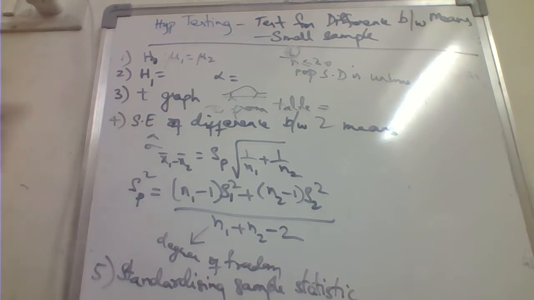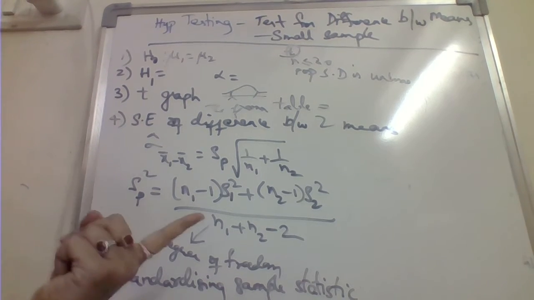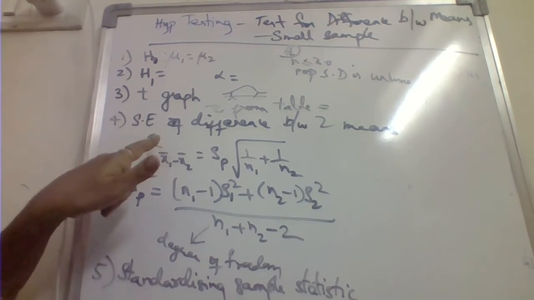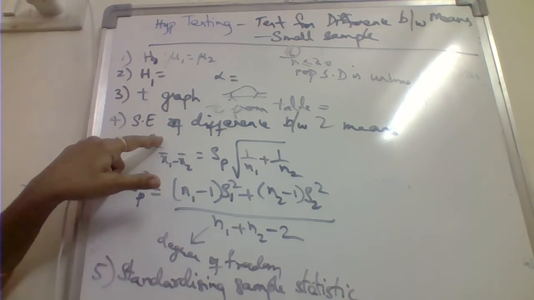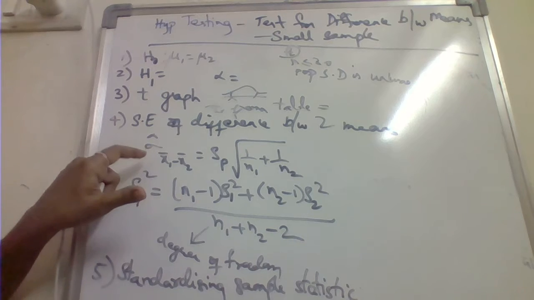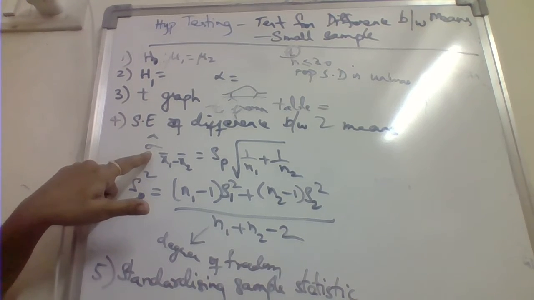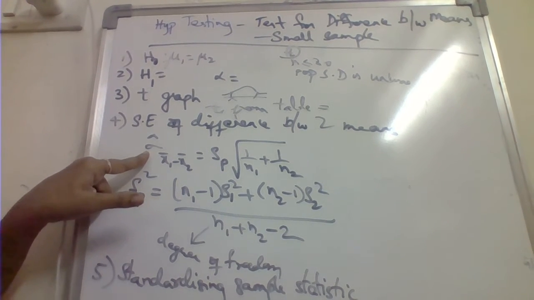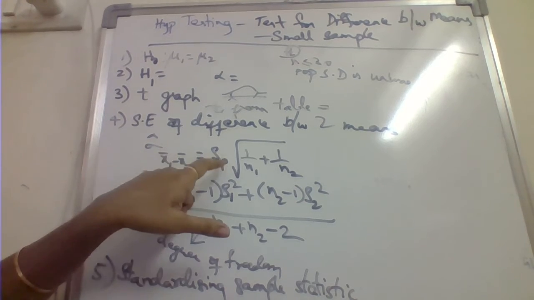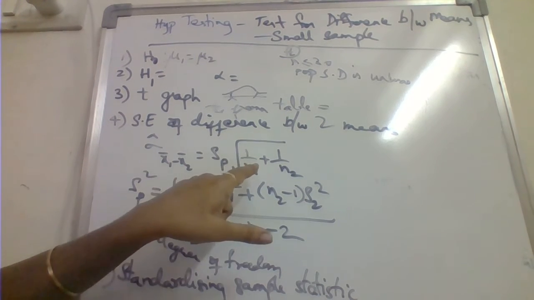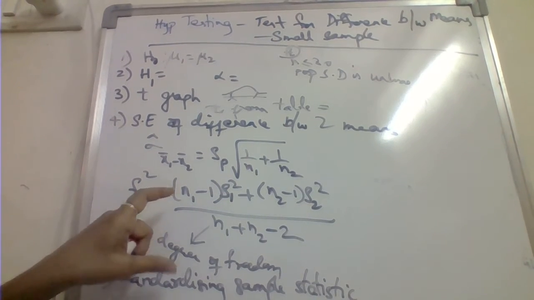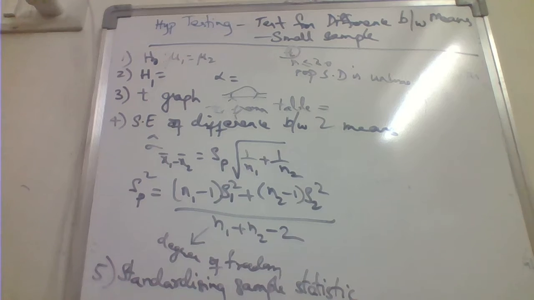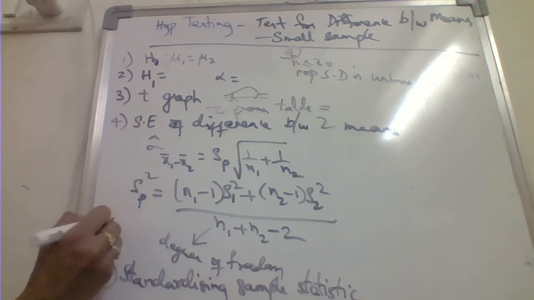The only difference between yesterday's large sample and today's small sample is that you are finding the standard error of difference between two means, that is sigma cap, because this is the estimated standard error. I already covered this in the T distribution. You put a cap and it is Sp root of 1 by n1 plus 1 by n2. Only this step is the difference. Here you call Sp the pooled estimate, and Sp square is the pooled estimate.